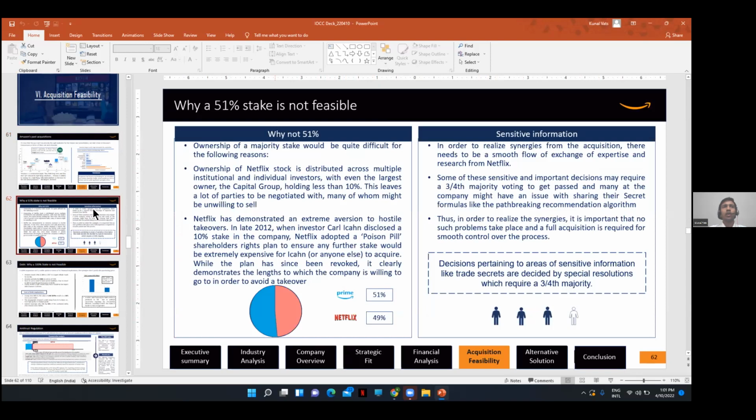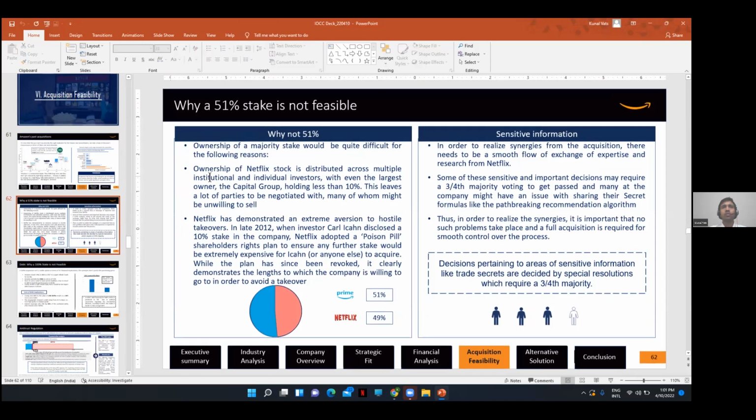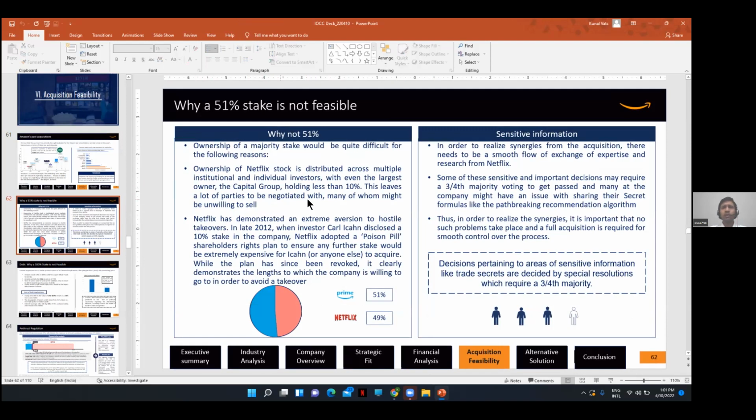Now, we try to look at acquisition from two perspectives. Would acquiring a 51% stake in Netflix make sense? The answer was no. And that was because the shareholding is so fragmented in the company. It will leave a lot of parties to be negotiated with, and the poison pill program would definitely not make it easy for us to do that, which is something the company has initiated in the past when Carl Icahn tried to acquire the company.